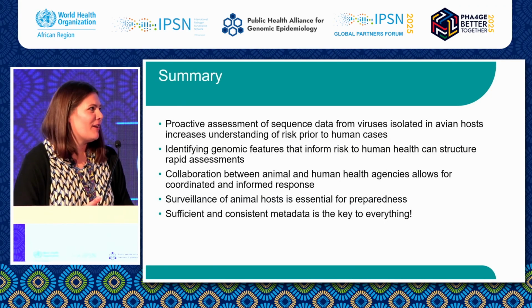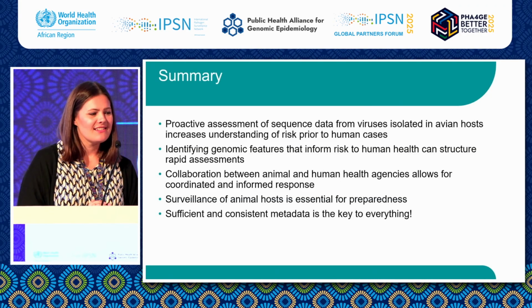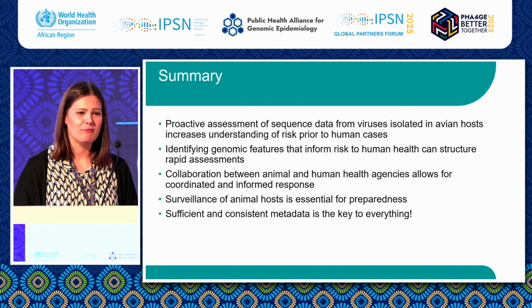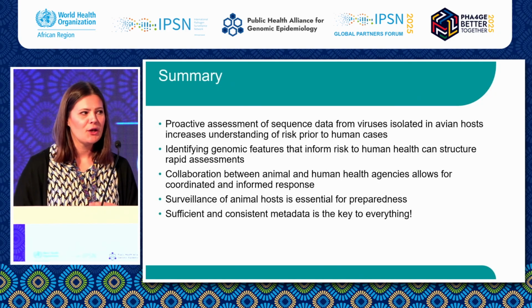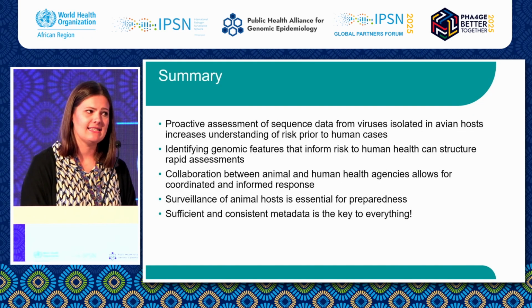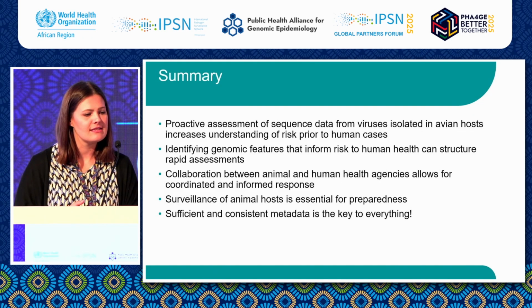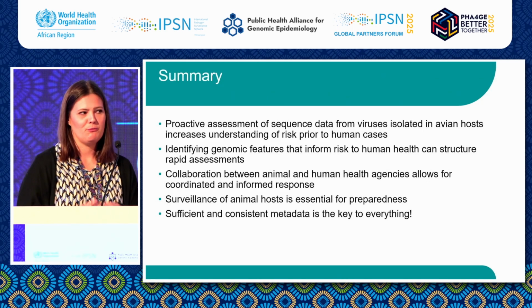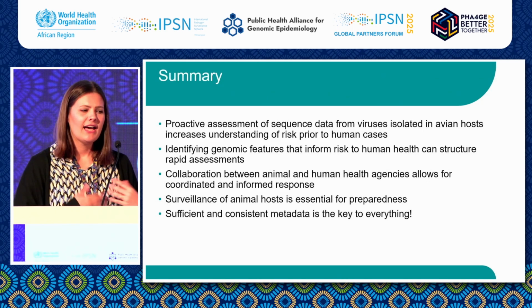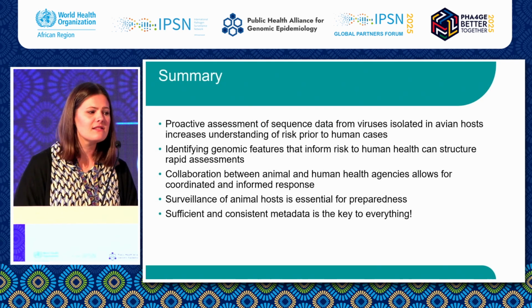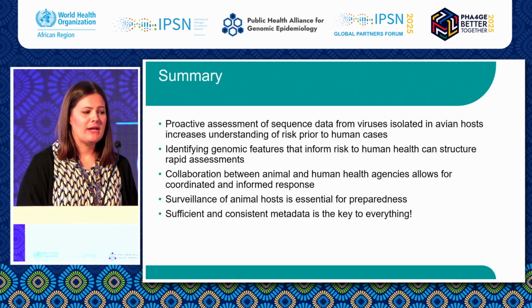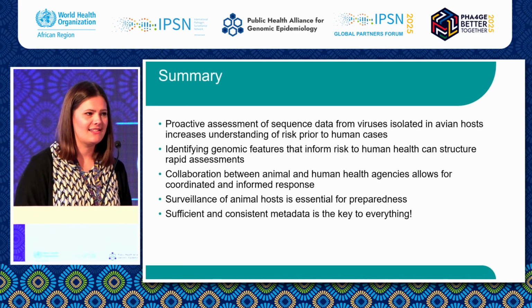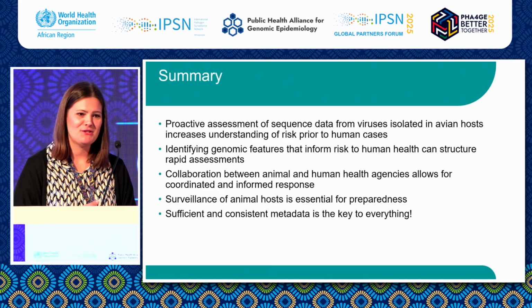Just to finish with some summary points, the proactive assessment of this sequence data from the animals was really helpful in our rapid response to a human case. We already knew a lot about what was circulating and what that would mean in terms of our response. That really depended on us identifying these genomic features that would inform the risk to human health, and a lot of that comes from our academic collaborators. But collaboration between our animal and human health agencies is super important in this. If they hadn't sent us any data, we wouldn't have been able to do those risk assessments.